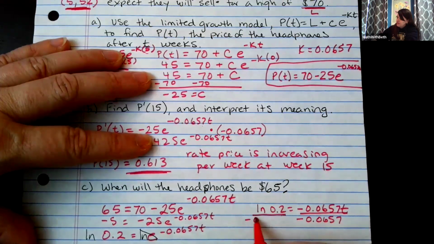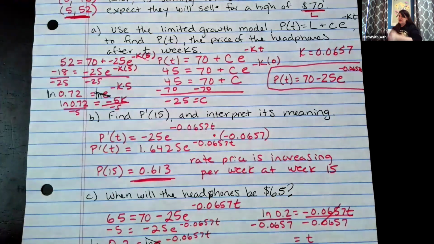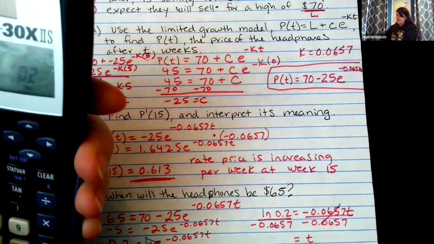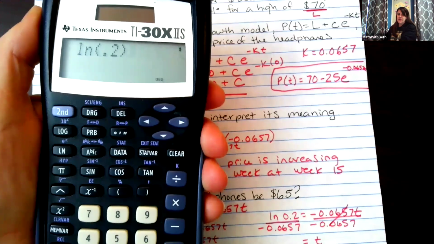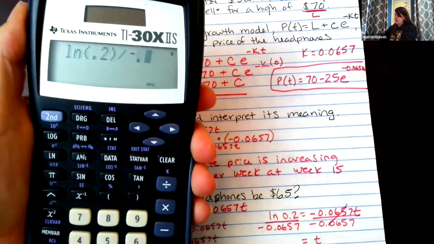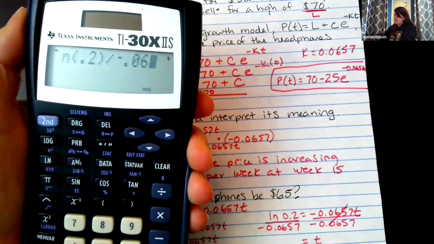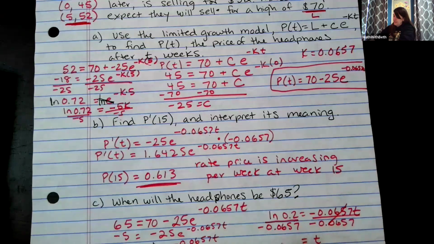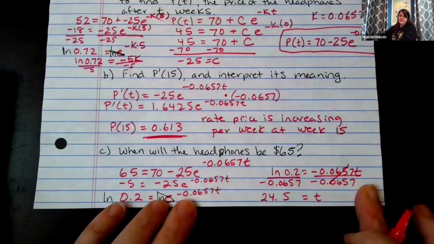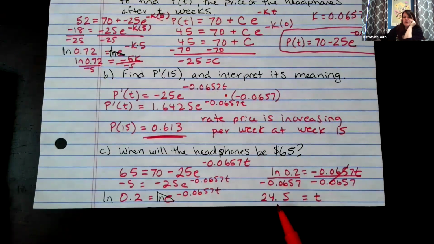So my last step is to divide, and we will have our t. So I need to do ln 0.2. I need to make sure to end that parenthesis so then I can divide by the decimal. So we get about 24.5. So that is how many weeks it would take for the headphones to cost $65.